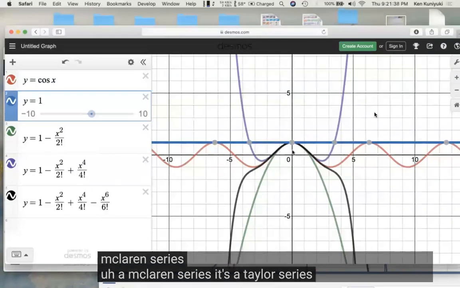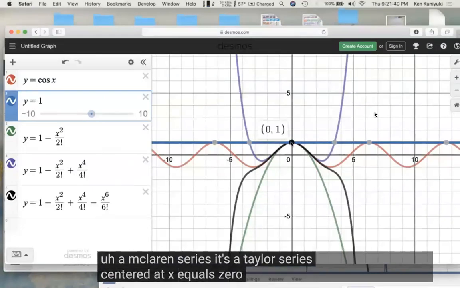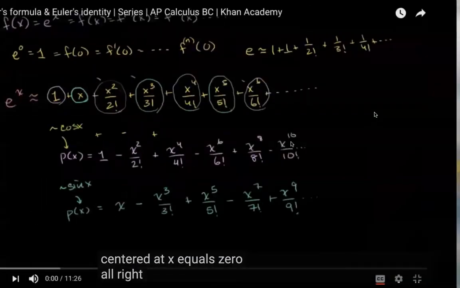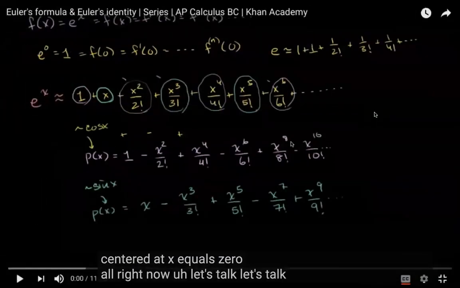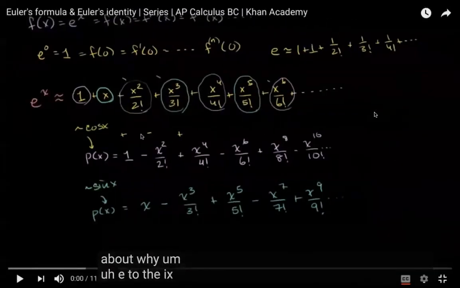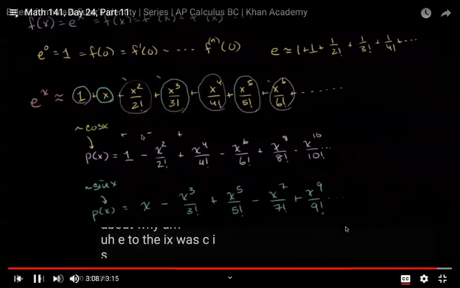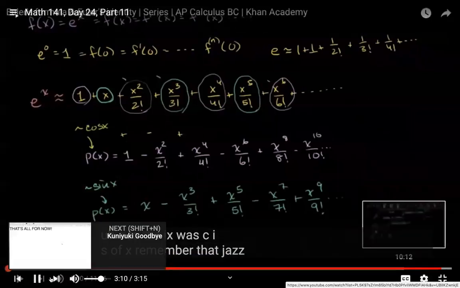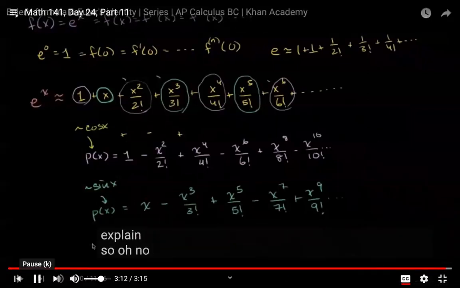It's a Taylor series centered at x equals 0. All right. Now, let's talk about why e to the ix was cis of x. Remember that? Khan's going to explain. So, now here's the deal.